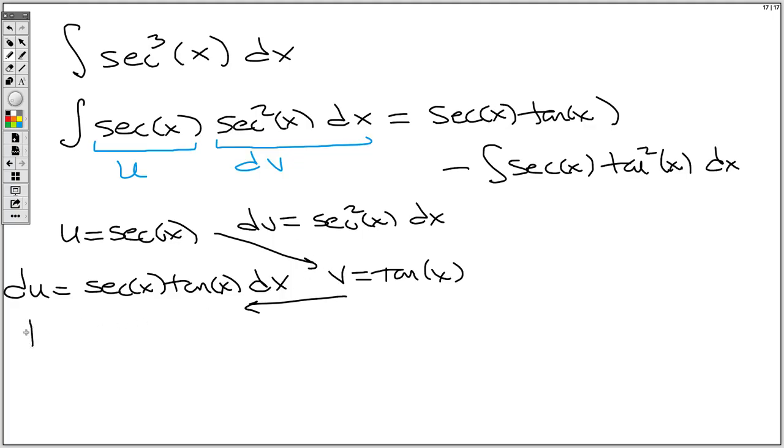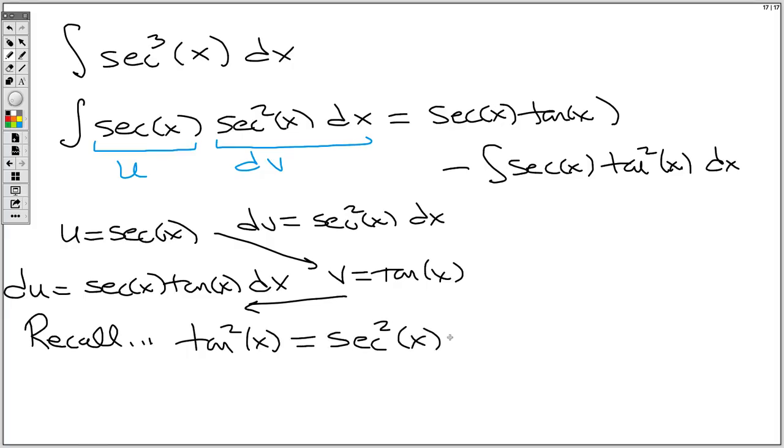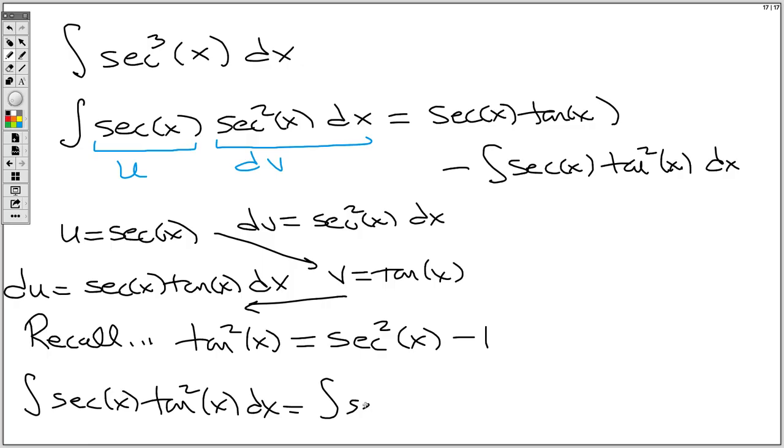So you may recall that tangent squared and secant squared are related. Tangent squared x can be written as secant squared x minus 1. That's a Pythagorean identity. And so what I can do is substitute that in for tangent squared.